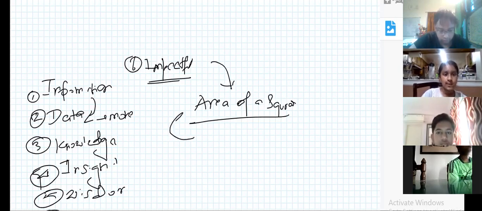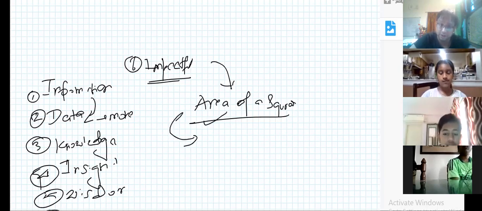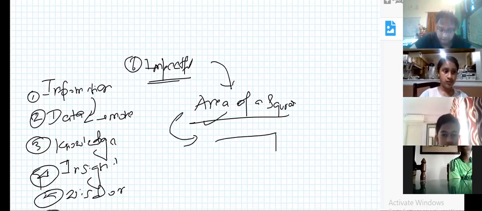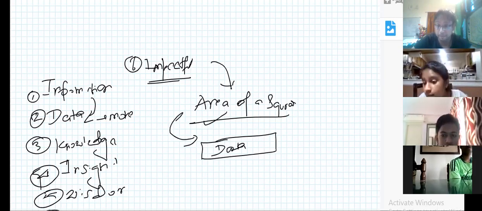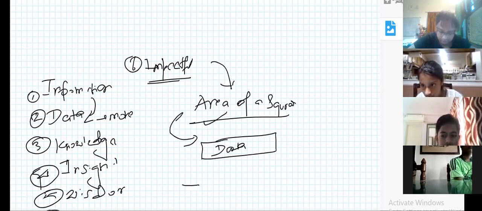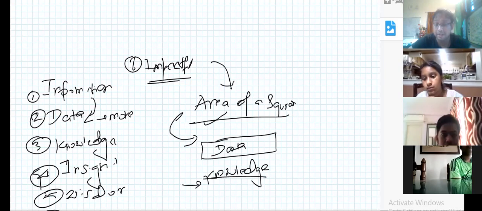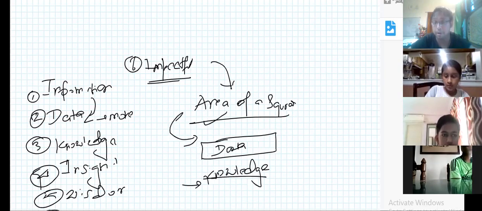Now what is the more information? The detail of the things. Why we need to find out area, why area is important, that is the data. How we apply the formula, everything, right? Now what do you mean by knowledge? It's application based thinking, right? How we can apply it in problem solving.